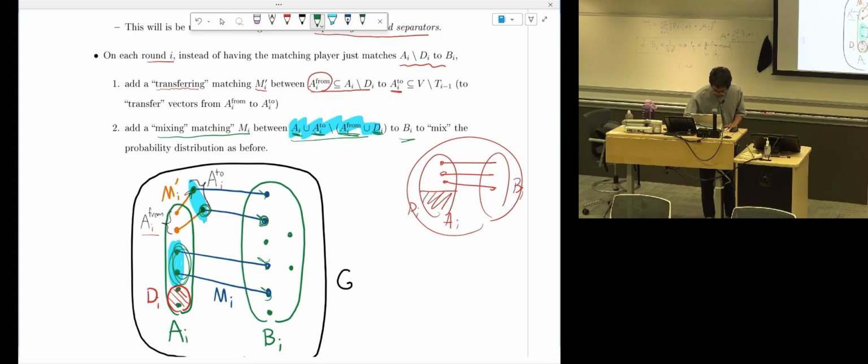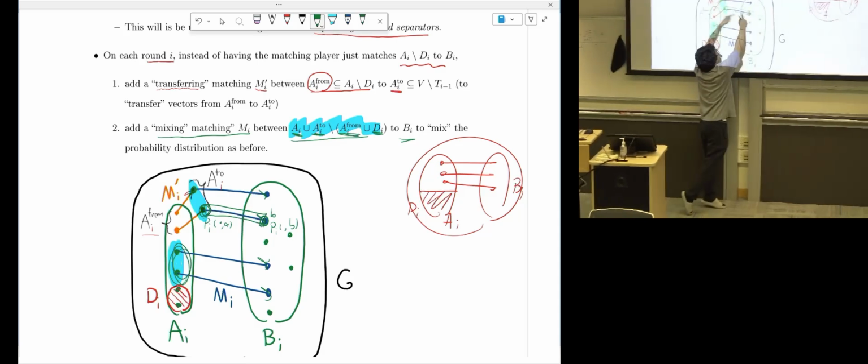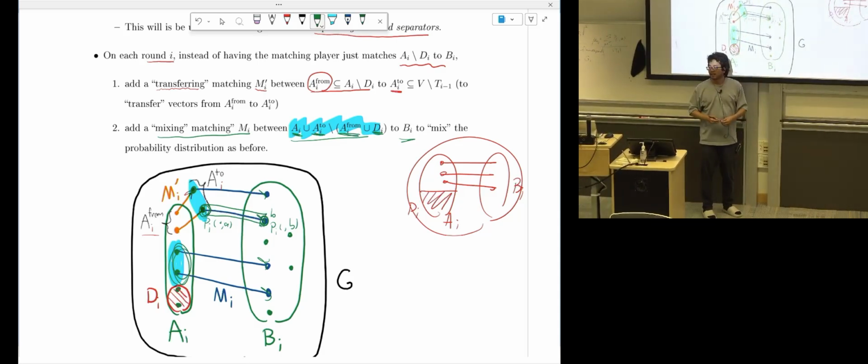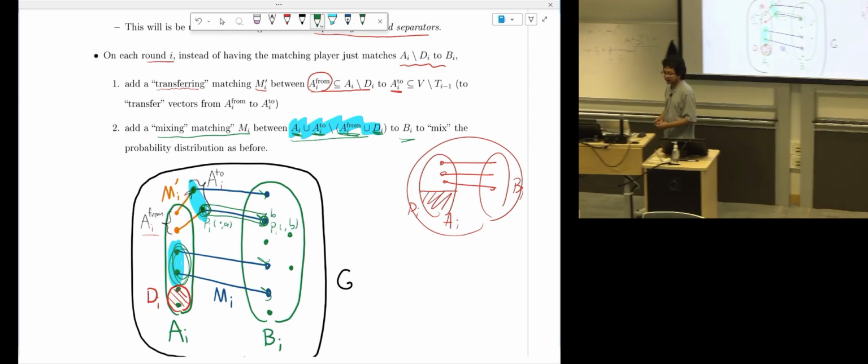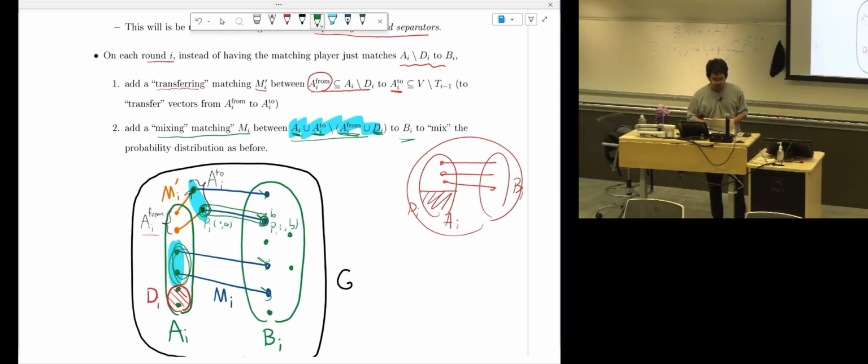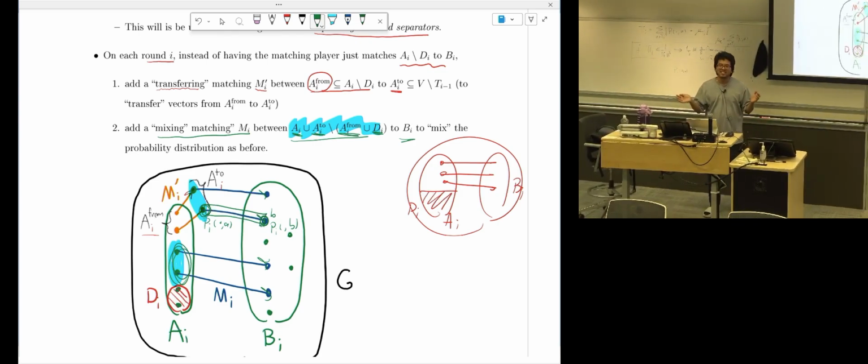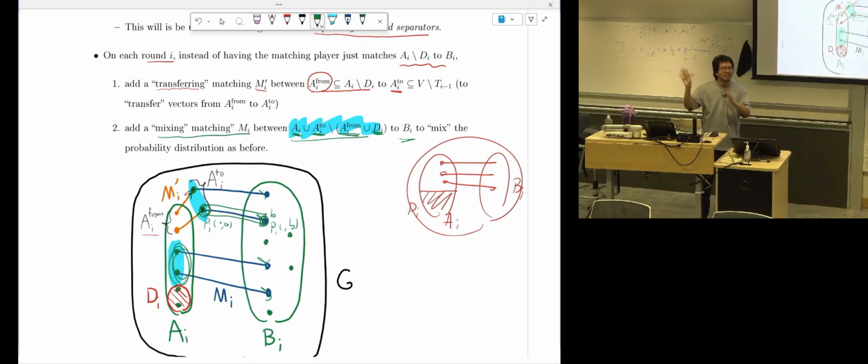If this is at position p, if this is B and the position of it is B, after this matching, then the position of these two vectors are just averaged. So just imagine that in each round, instead of what you used to have, where the matching player deletes some part and matches the rest, now it deletes some part, moves some part, and matches.